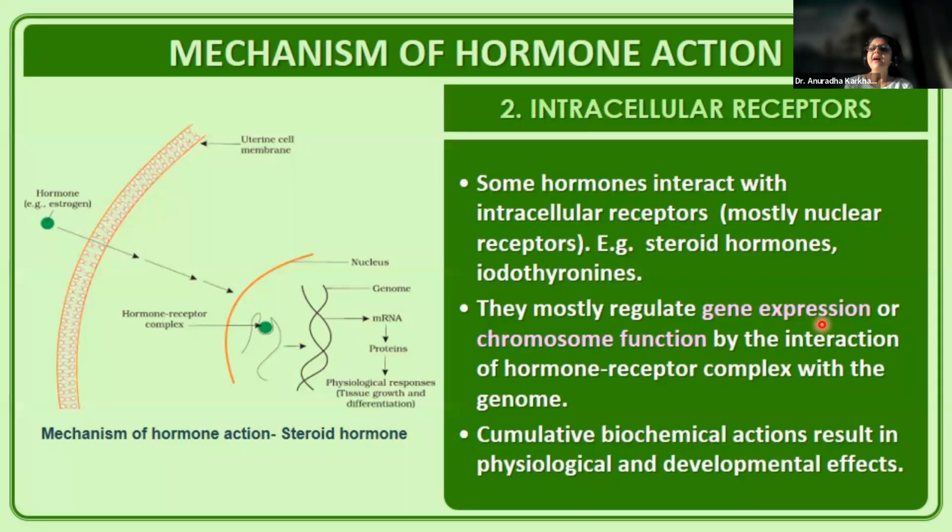Okay. So they interact with the regulators present inside the nucleus to form a hormone-receptor complex within the genome. So within the DNA, this particular complex is going to be formed. Fine. Cumulative biochemical actions result in physiological and developmental effects. Cumulative means collectively. All these things collectively will result in the physiological and developmental effects. Understood this? Look at the diagram, beta. Look at this.